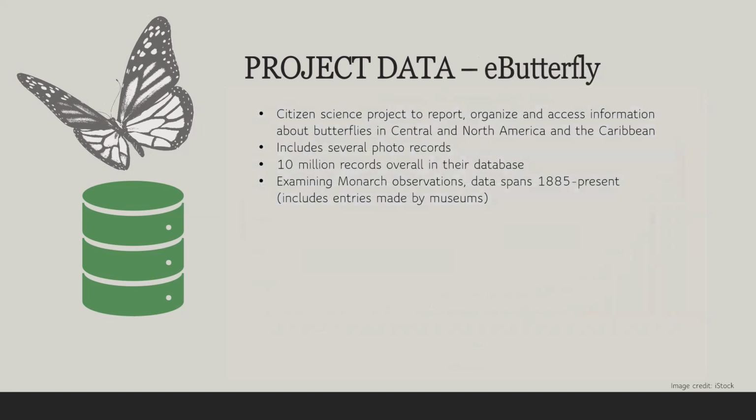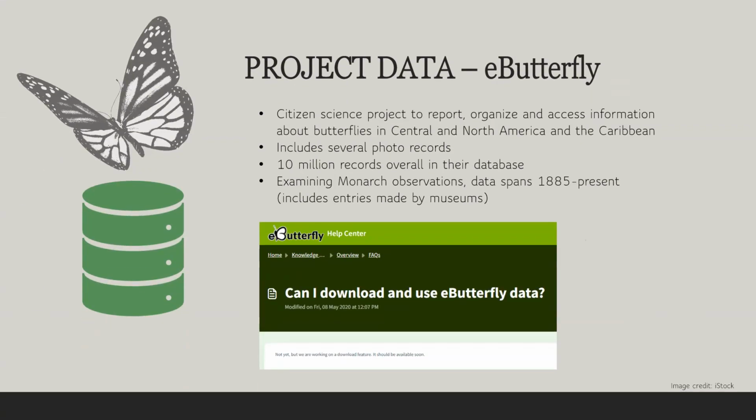I found a third data source called eButterfly. In their database, they have over 22,000 monarch observations ranging from 1885 to present. This includes entries made by museums. However, when I went to export it, I found that they don't have that capability yet. So I'm hoping by the time that I take the project class that I will be able to export it. If not, I'm going to be making some phone calls.